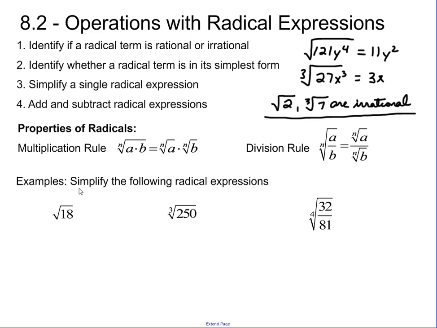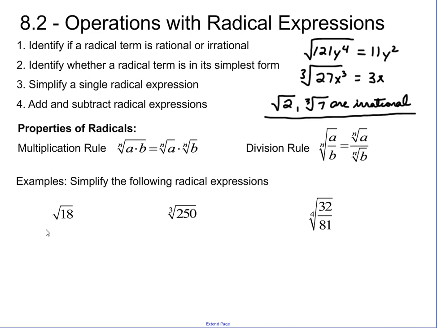Now, sometimes we do get expressions that we can reduce that contain factors that are perfect squares or perfect cubes or something else like that. And our job is to rewrite the expression in such a way that we reduce it. And our main tools are these rules. The multiplication rule, which says that the nth root of the product a times b is the same as the nth root of a times the nth root of b. And a division rule, which says the nth root of a over b is the same as the nth root of a over the nth root of b.